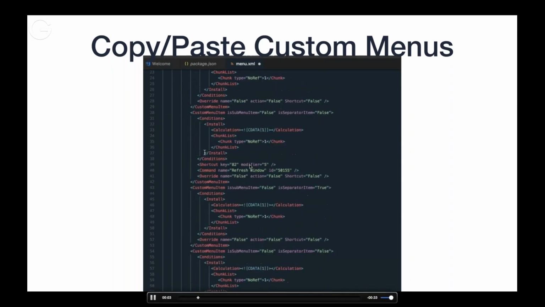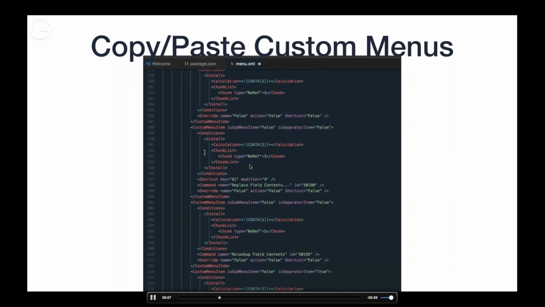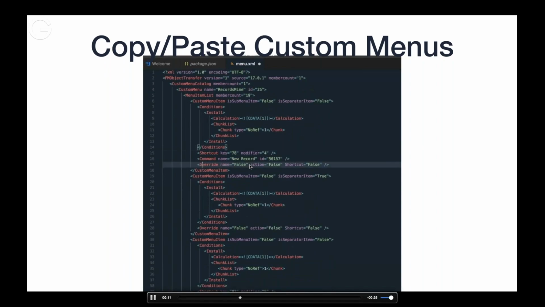Copy paste custom menus. We now can, with the advanced tools, everybody has access to custom menus. We can now copy and paste custom menus. If I create my own custom menu, I can then copy it, and as you see here, I put it into Visual Studio Code, and I can do anything I want to this, edit it. As long as it's correct, then I can paste this XML into a new file, and so forth. So that's pretty cool.